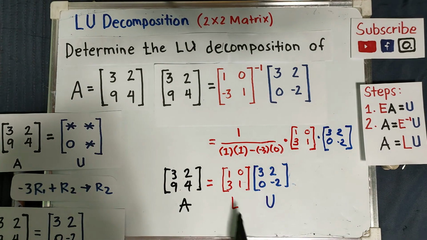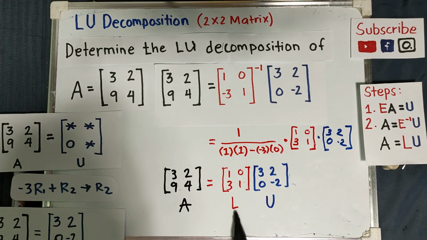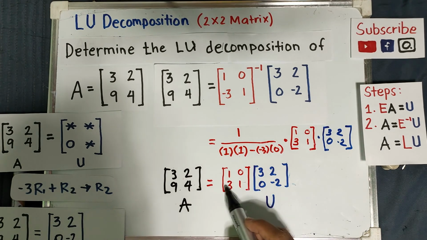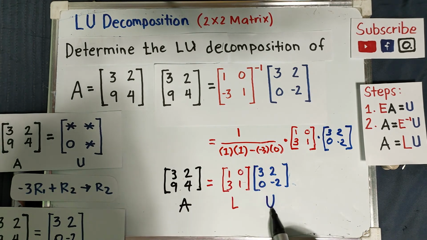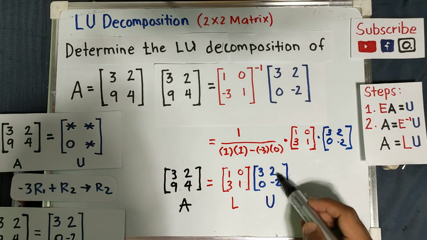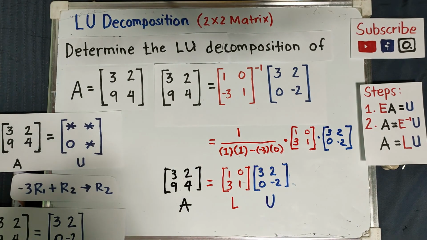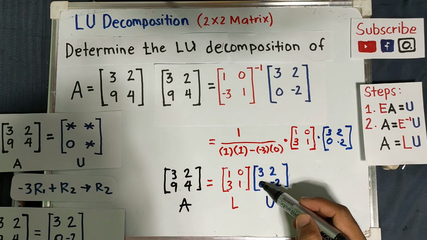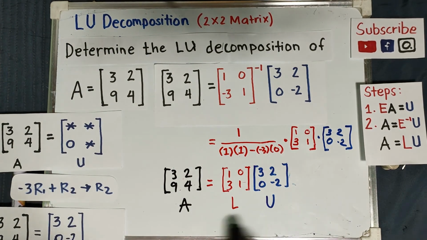Okay? So let me explain the LU. The L is the lower triangular matrix. In this triangle are the values of the lower triangular. Above it is 0. In the upper triangular matrix, the upper triangle has the values. Okay? And below this is 0. Below this diagonal is 0. Above this diagonal is 0. That is our LU decomposition of this matrix.